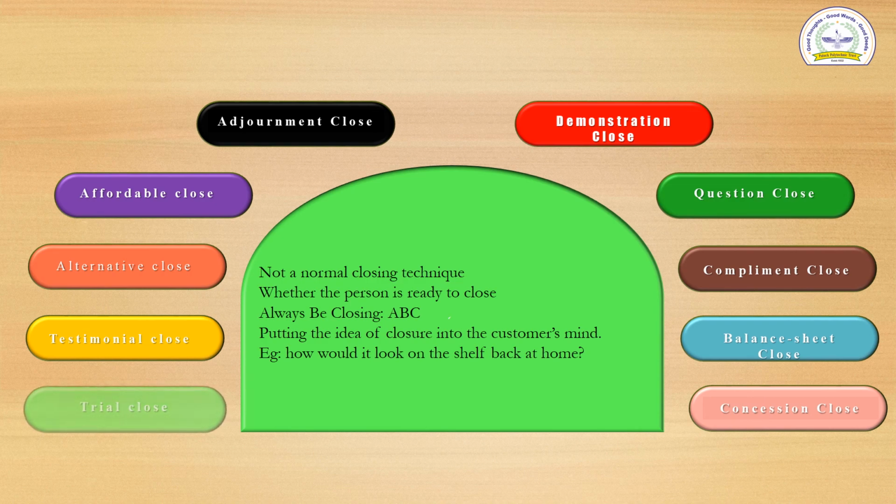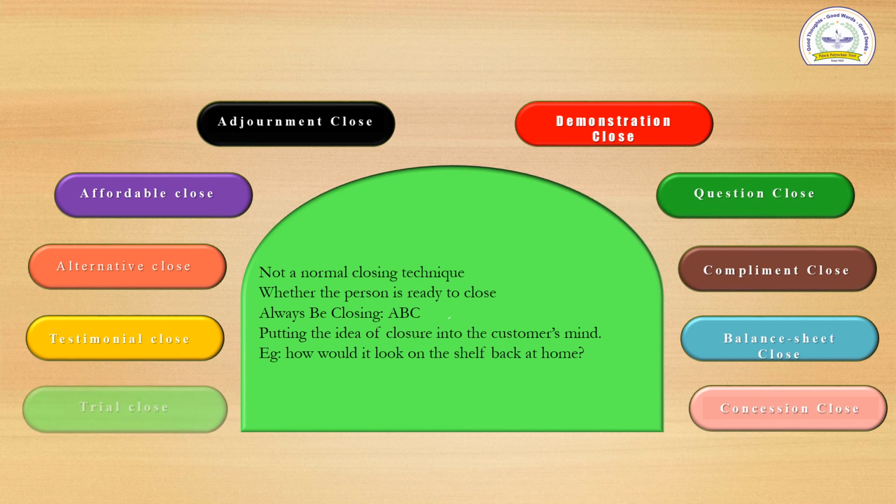A trial close is not a normal closing technique, but a test to determine whether the person is ready to close. ABC is a common abbreviation, meaning always be closing. It means that a salesperson should always be heading towards a close, although the salesperson must be careful about overdoing this. If people are nowhere near ready to buy, then this will just annoy them.